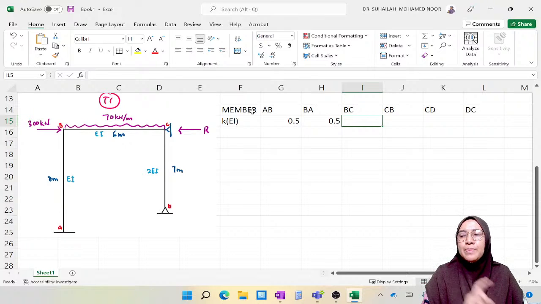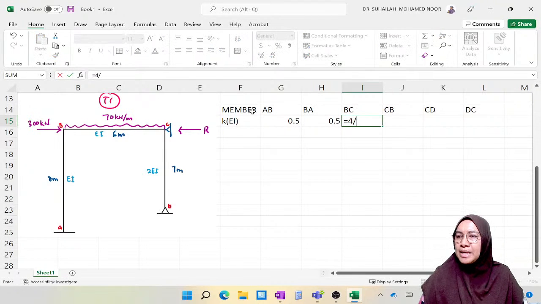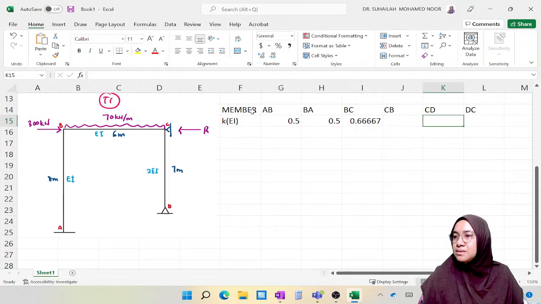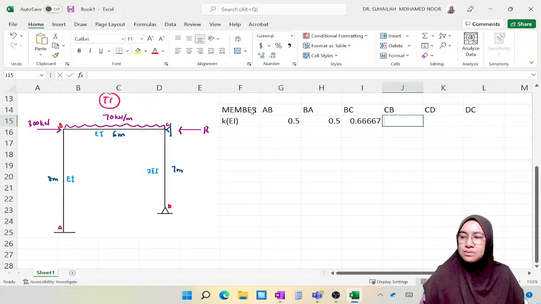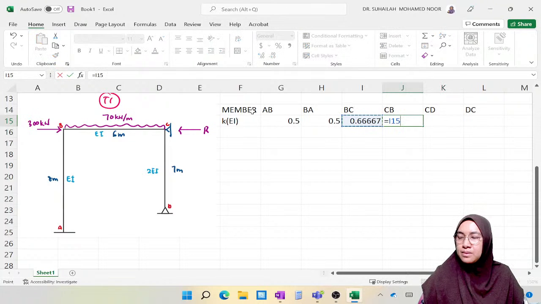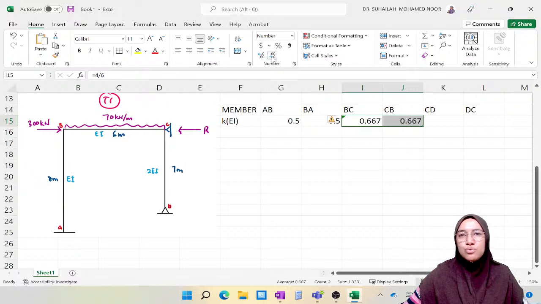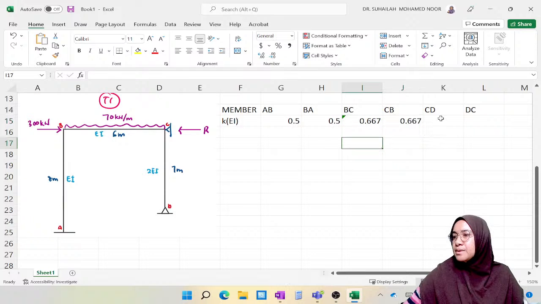BC, B and C are a rigid joint. For a rigid joint, we apply the same 4EI over L. So it is 4 divided by 6, and we get the same for both of these values. I use up to 3 decimal places.